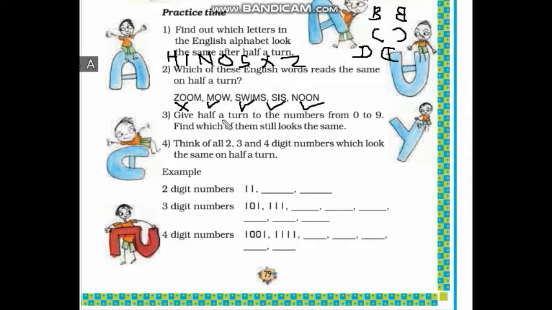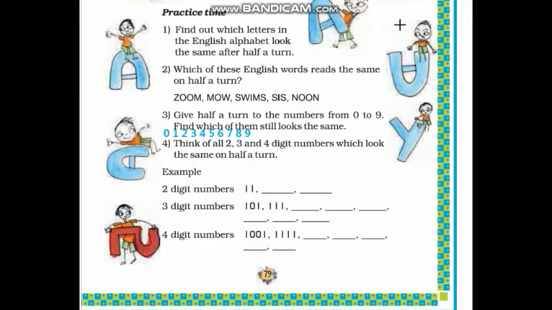Now question number 3, give half a turn to the numbers from 0 to 9. Find which of them still look the same. So here I have written the numbers from 0 to 9. If we give half a turn to 0, it will remain the same. Then 1 will also remain the same if we turn it like this, it is only a vertical line. It will also remain the same.